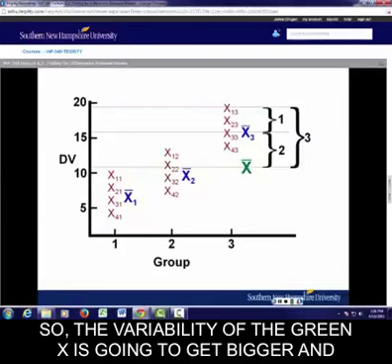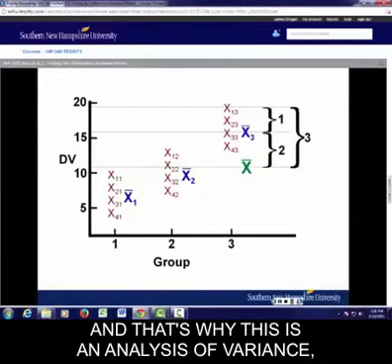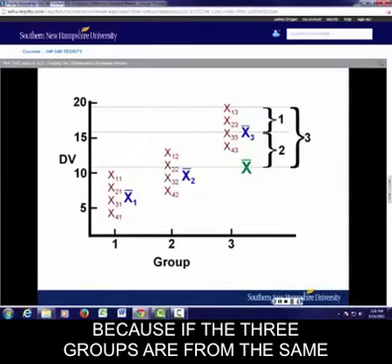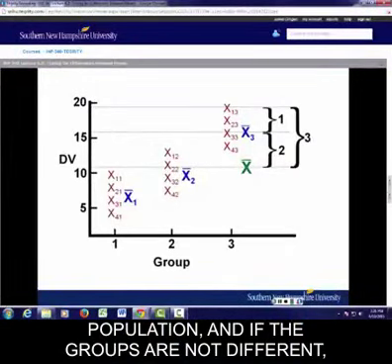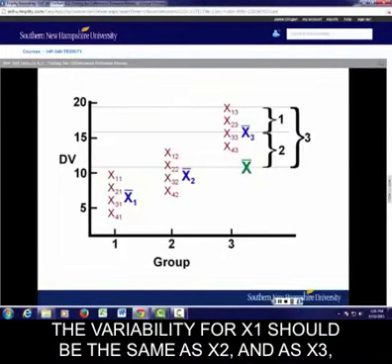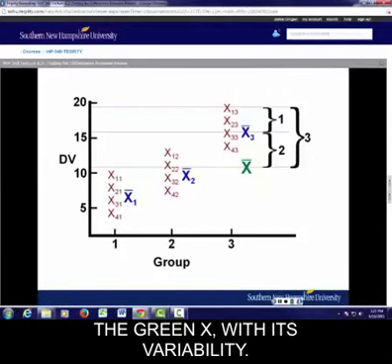So the variability of the green X is going to get bigger and bigger as the groups become more and more different. And that's why this is an analysis of variance. You analyze the variability, because if the 3 groups are from the same population, and the groups are not different, all the variability should be the same. The variability for X1 should be the same as X2 and as X3 and as the whole group combined, the green X with its variability.